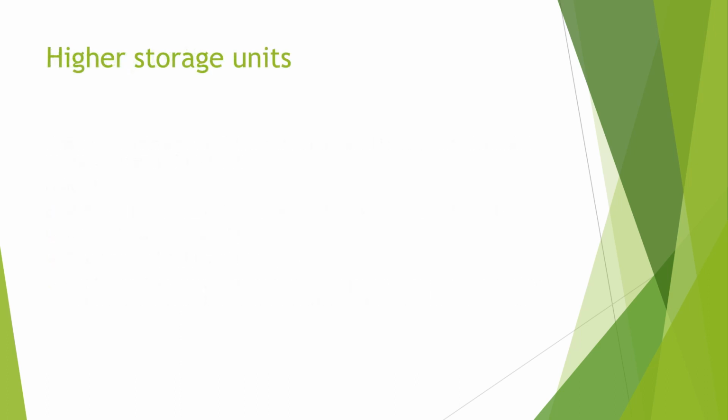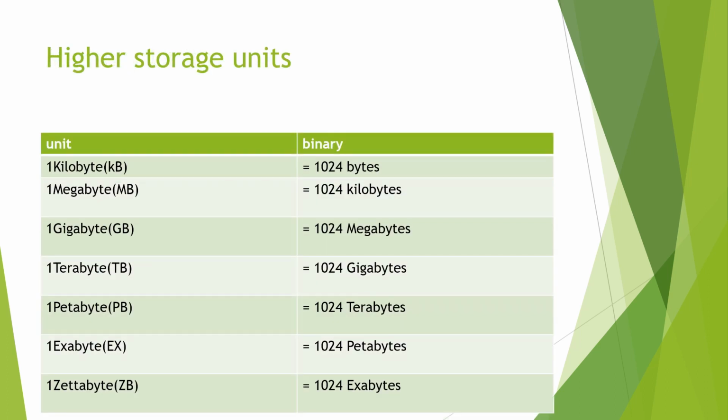We have some higher storage units as well, like 1 KB is equal to 1024 bytes, 1 MB is equal to 1024 kilobytes, 1 GB is equal to 1024 megabytes, 1 terabyte is equal to 1024 gigabytes, 1 petabyte is equal to 1024 terabytes, 1 exabyte is equal to 1024 petabytes, 1 zettabyte is equal to 1024 exabytes, and so on. There are many other units that we use to store the information in our storage devices.